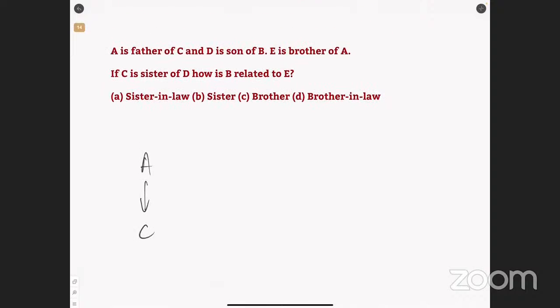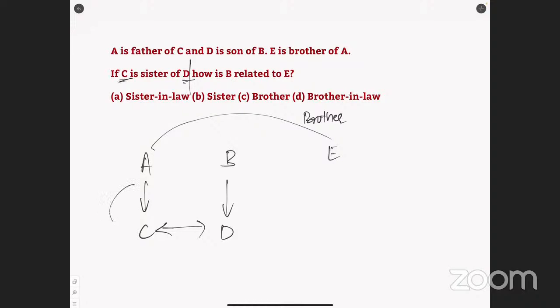Okay, there is one more person named D here, who is the son of B. E is the brother of A. Okay, there is some brother of A, who is E. If C is the sister of D, okay, this is very interesting. C and D are siblings, but what we already know is C's father is A and D is the son of B.